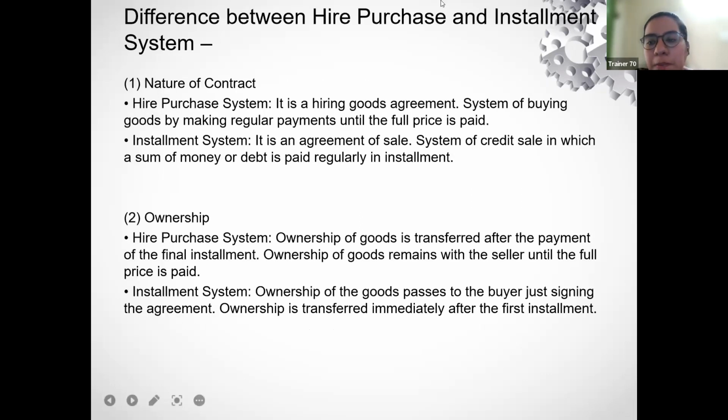Now, there are certain points mentioned over here which give us the clarified difference between the two systems. The first is what is the nature of contract. When we talk about hire purchase system, it is hiring goods system. Now, I hope everyone is aware about the meaning of hiring.